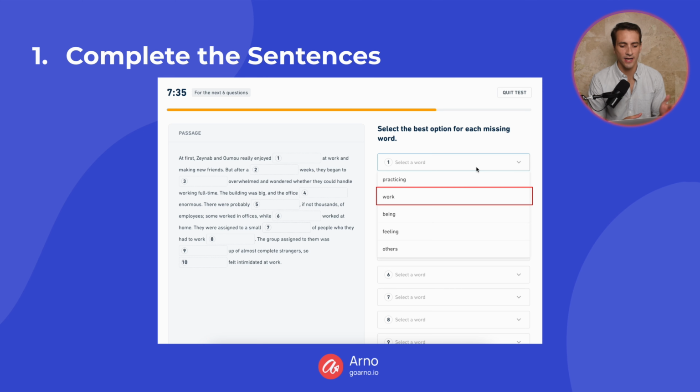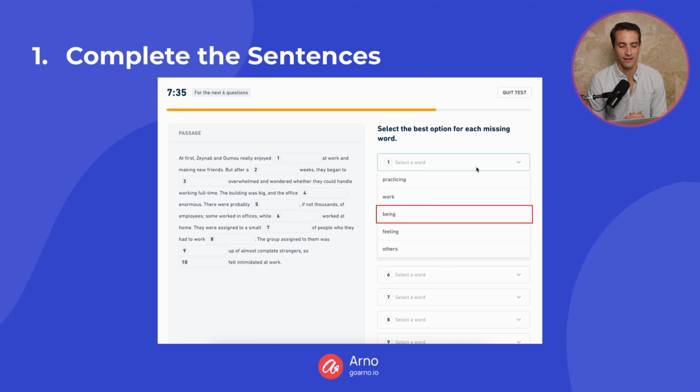What about work? At first, Zainab and Omu really enjoyed work at work and making new friends. Technically, it is grammatically correct. It's a little weird, but the second question, does it make sense in the passage, should be a clear no. Okay, Zainab and Omu really enjoyed work at work. That just doesn't make sense. All right, so we can eliminate that option too.